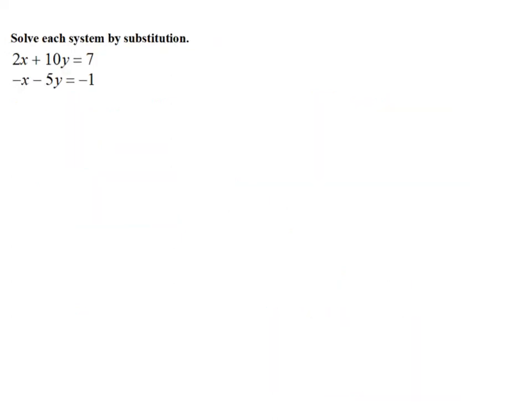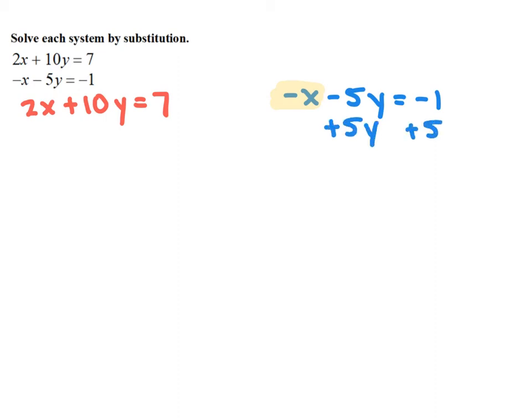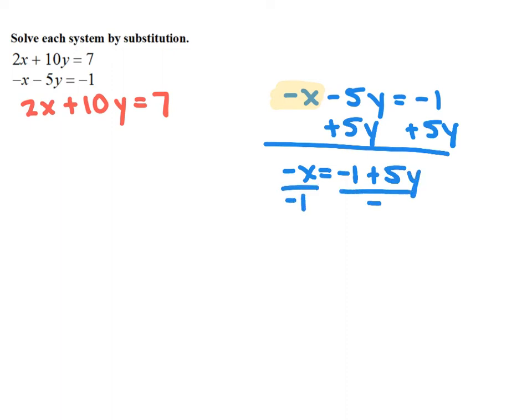In our next example, our two equations are 2x plus 10y equals 7 and negative x minus 5y equals negative 1. Now again, we have to choose a variable to get by itself. In this case, since the negative x has the smallest coefficient, that's the one we want to solve to get by itself. So in order to get it by itself, I first have to add 5y to both sides. So you get negative x equals negative 1 plus 5y, and then divide both sides by a negative 1 to get rid of that negative in front of the x. This becomes x equals 1 minus 5y.